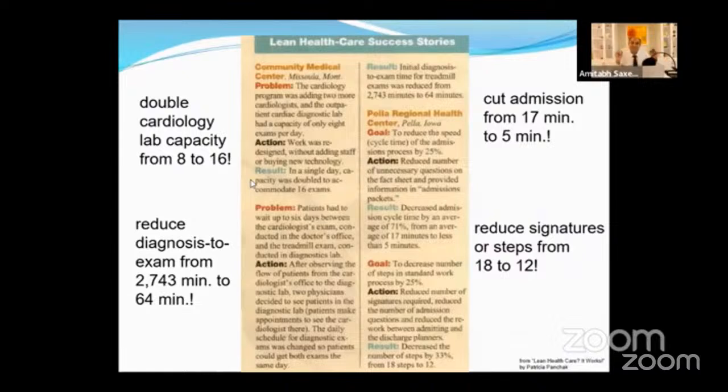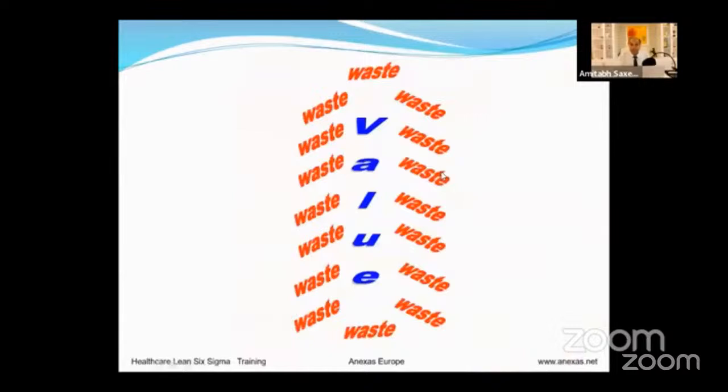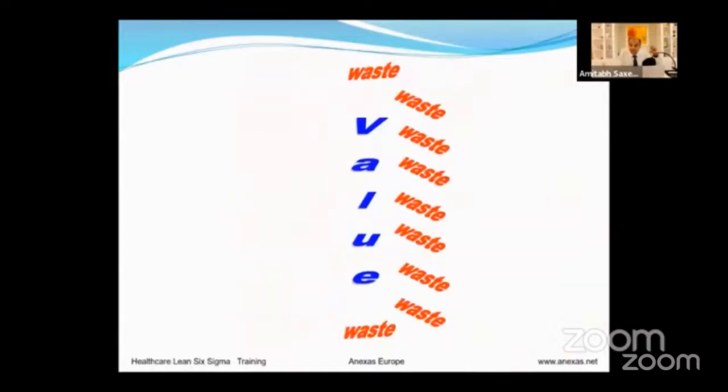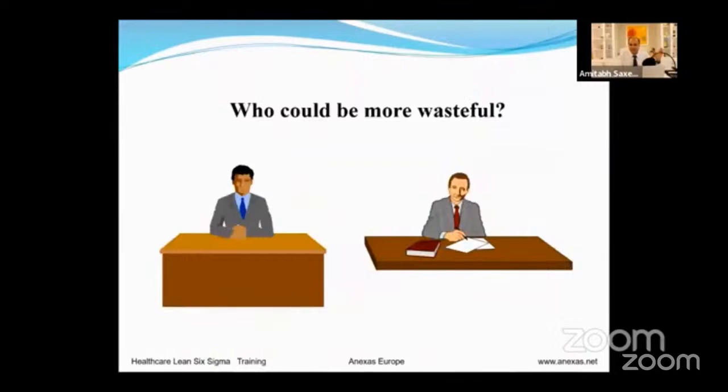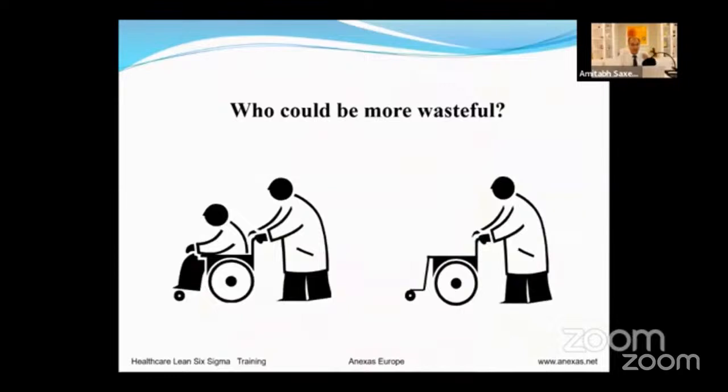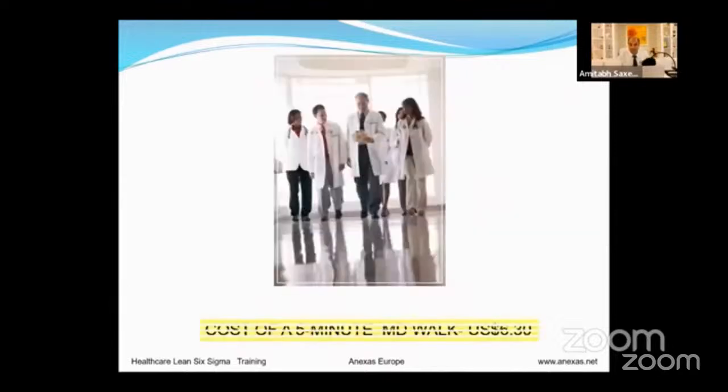This is what happens in most of your processes. A lot of waste in your processes. Please reduce the waste in your processes using these lean tools and techniques. Identify the waste, eliminate the waste, and produce value for the customers. Some more examples: unnecessary motion, process, unnecessary waiting, unnecessary transportation, errors. They are all waste. A person who's underutilized is a waste. If you're hiring a person and not giving him a job, it's a waste. Underutilization of the equipment is a waste.